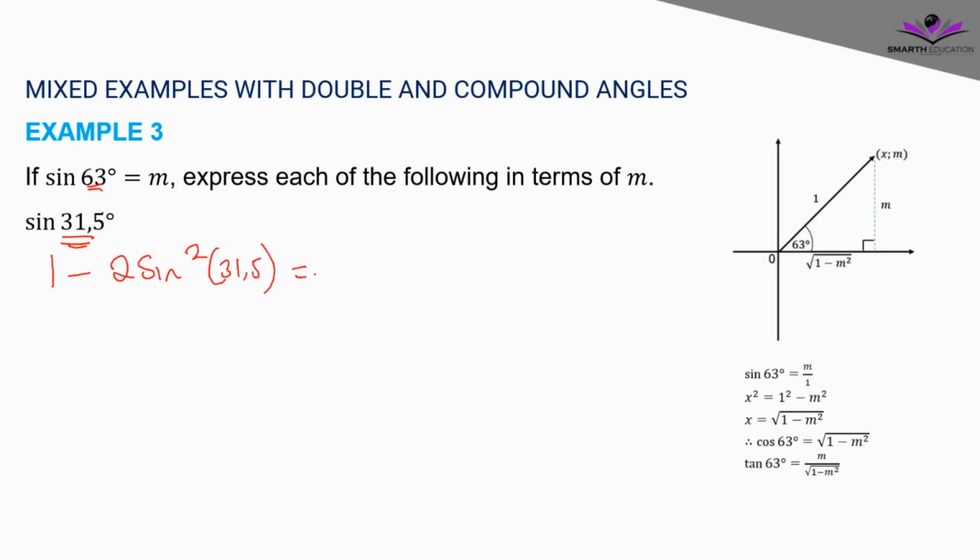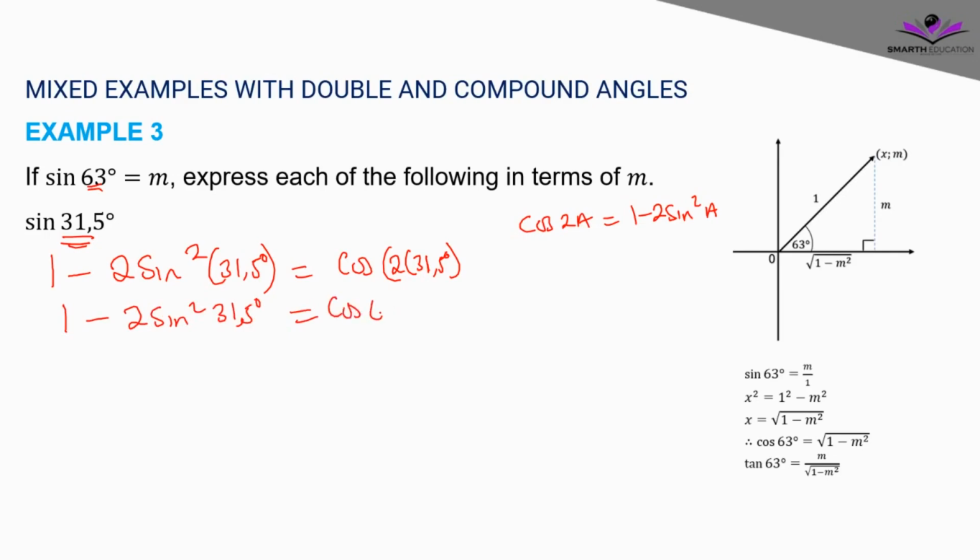Okay, this must be equal to cos 2 times 31,5 degrees. Remember, cos 2a is equal to 1 minus 2 sine squared a. So we can easily make sine 31,5 our subject here. Alright, so it becomes 1 minus 2 sine squared 31,5 degrees is equal to cos 63.